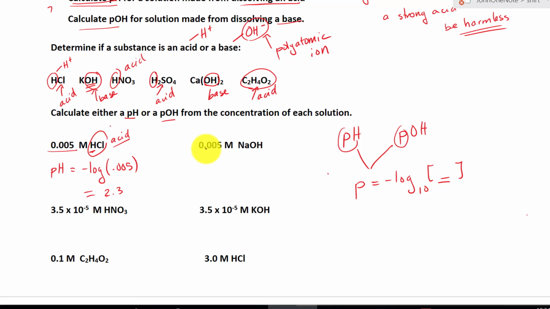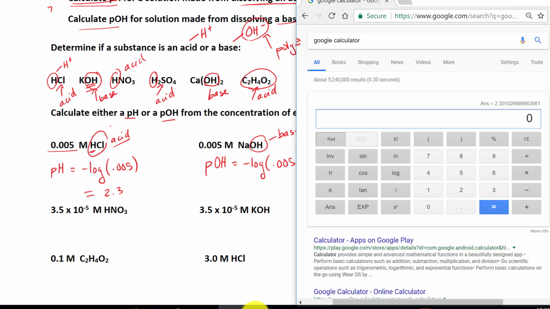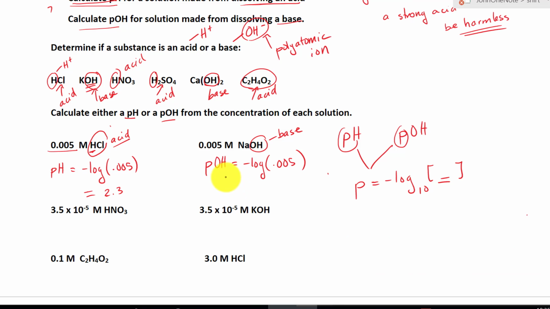Here we have 0.005 molarity of NaOH. This OH tells you that this must be a base. So if it's OH, we have to calculate the pOH. In this case, we have the negative log of 0.005. Let's plug this into a calculator. We have negative log 0.005. And there you go. We have a pOH equal to 2.3. Now, a pOH of 2.3 is not the same thing as a pH of 2.3. They are completely different, and we'll talk more about that later.